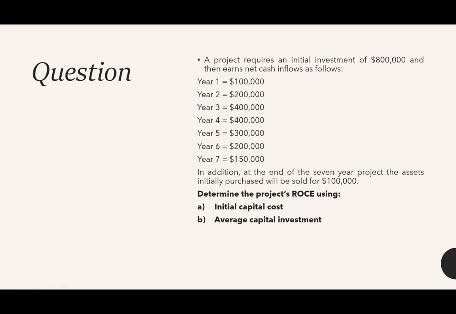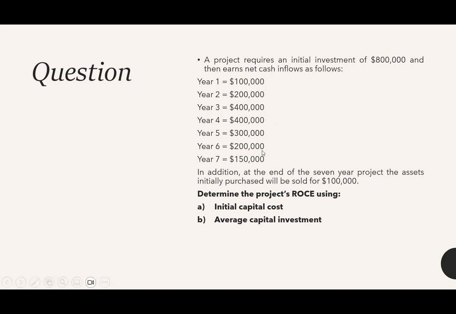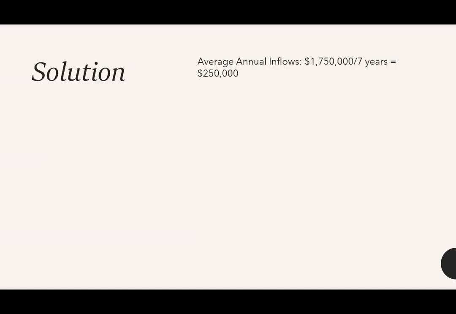So what I'm going to do to solve this question is that I need to first add up all the cash inflows which I'm getting from this project for the 7-year period. So if you add up 100, 200, 400, and again 400, and again 300, 200, and 150, the total cash inflows you will be getting would be 1,750,000. So that's 1.75 million.